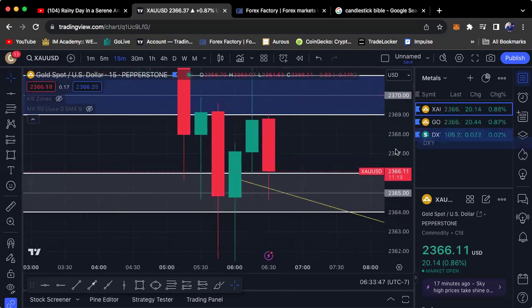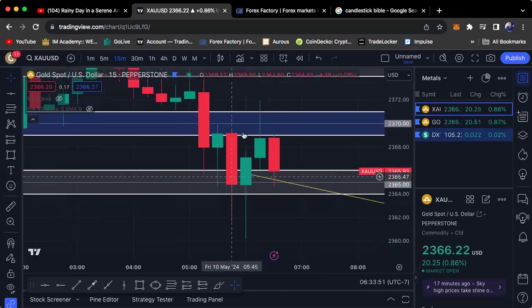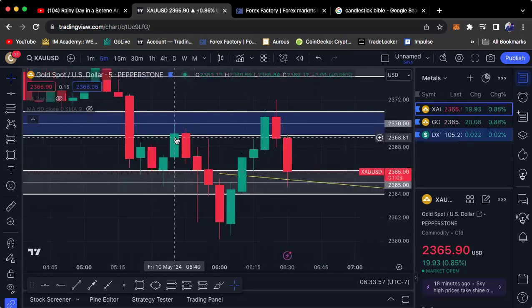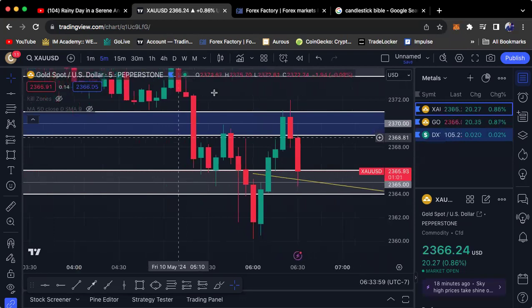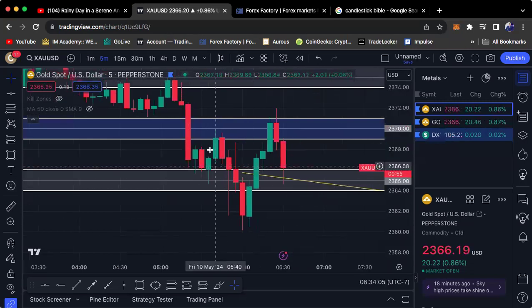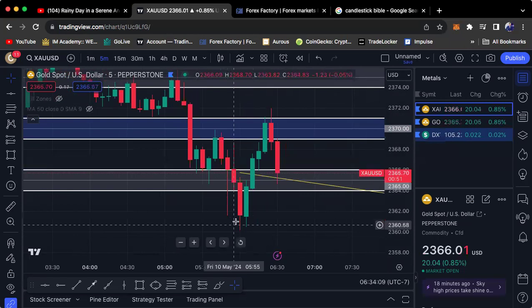Now right now, price is consolidating a little bit. Going to the 5-minute, you see that? I take my trades based off the 15-minute or 5-minute. So right now, price is consolidating a little bit. It's indecisive. So whenever you see this, I'm waiting.